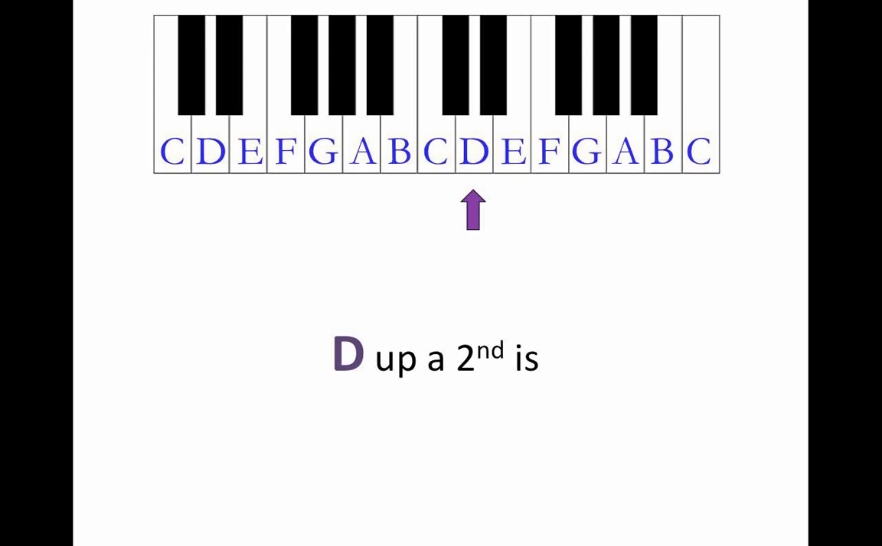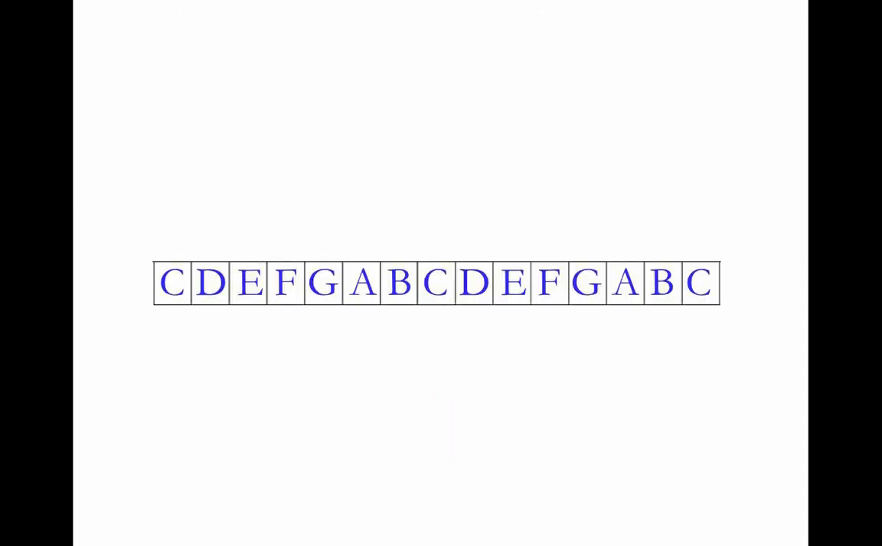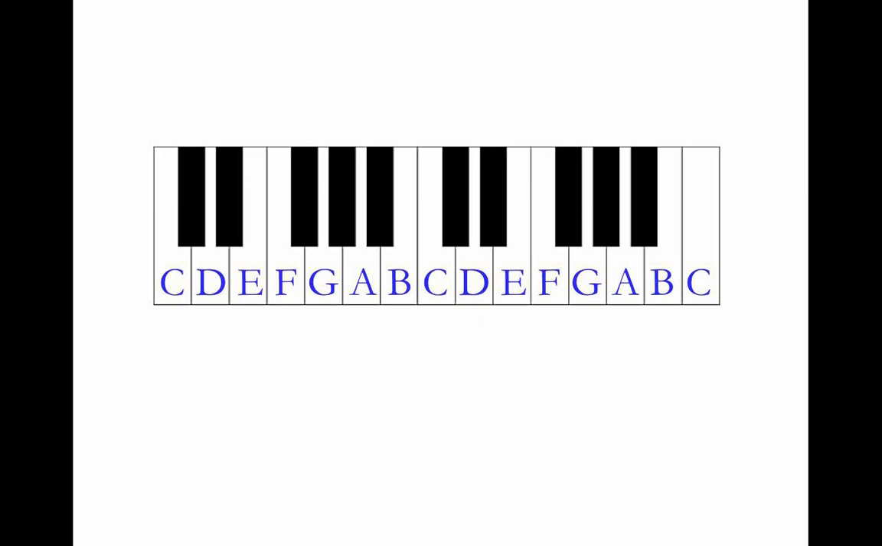Okay, now here is a piano keyboard. And I have written in the letter names of the white keys. I'll explain to you how to find those notes on your own in a little while, but for now, I'm pointing at D here. D up a second is E. F up a second is G. C down a second is B. A down a second is G. And C down a third is A. F down a third is D.